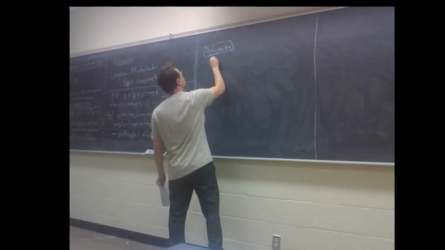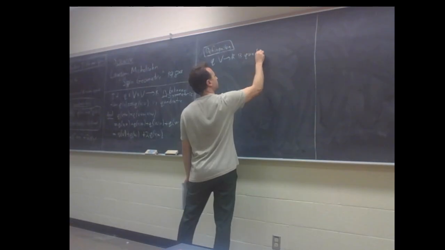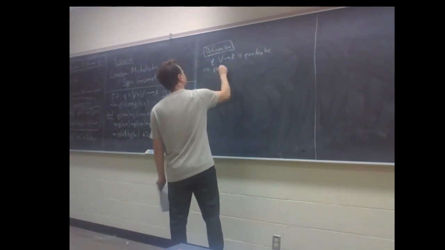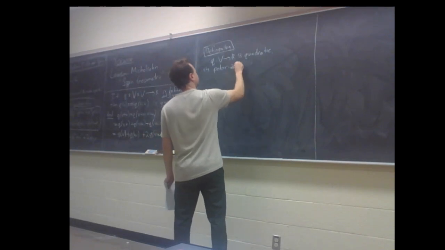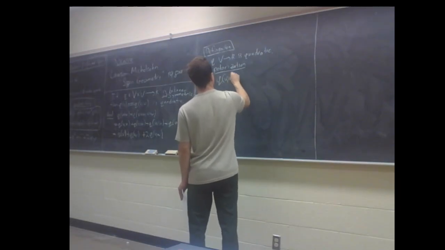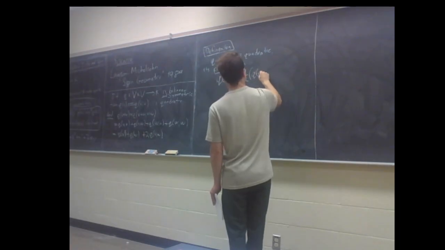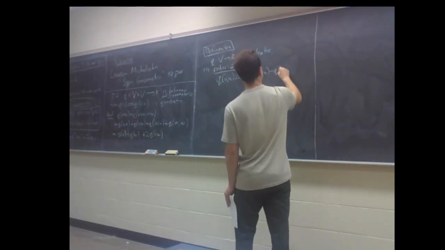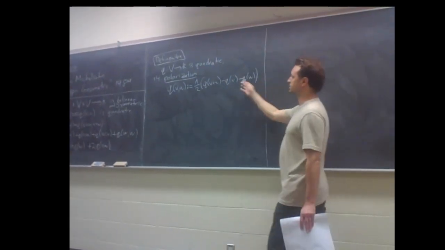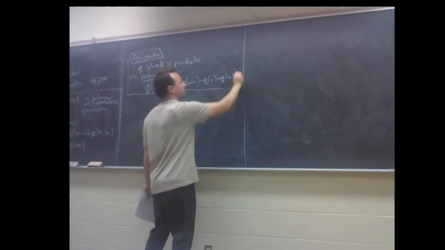If Q from V to K is quadratic, its polarization is defined to be Q(V, W) is just 1/2 (Q(V plus W) minus Q(V) minus Q(W)). And again, this expression doesn't even make sense if you're working over characteristic 2. So thankfully we get to avoid that.